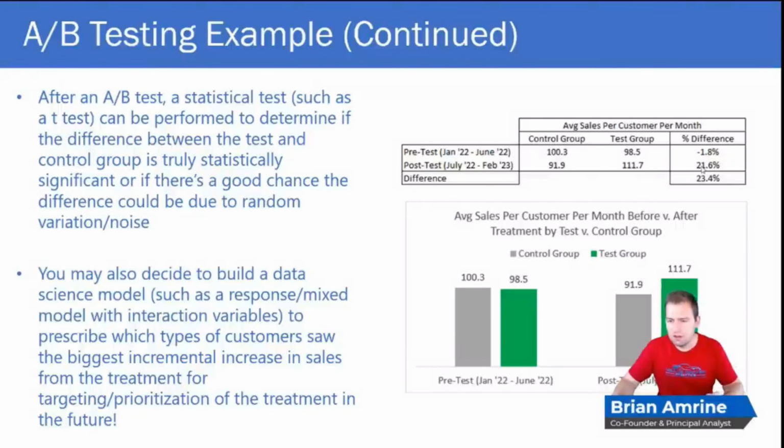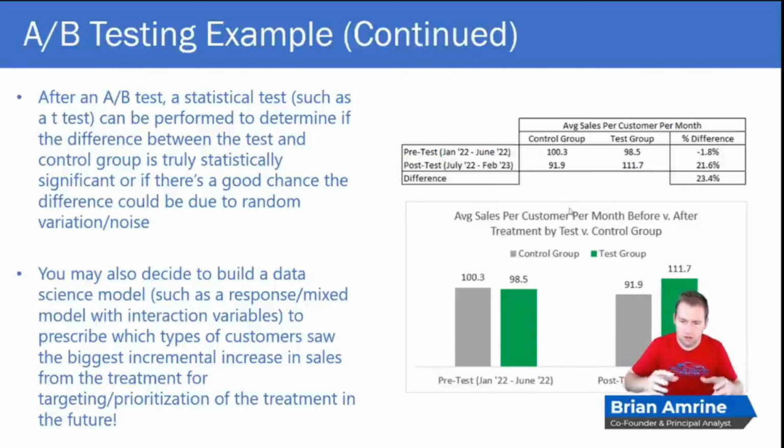So what we might do, if we thought there was a possibility of a systemic difference, is control for the pre-test difference of negative 1.8%, subtract that out from the difference we saw in the post-test period, and what we would suggest is that the treatment introduced in July 2022 to the test group had the impact of increasing sales per customer by 23.4%. We can also see this visually.